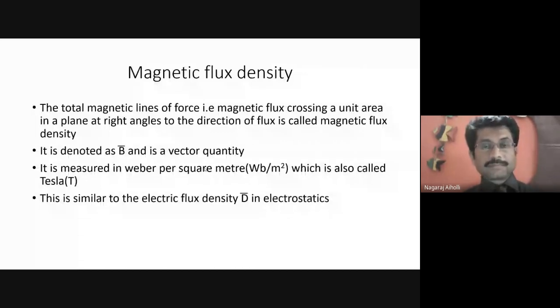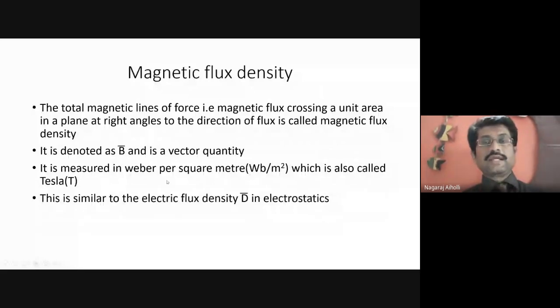It is measured in Webers per square meter. The magnetic flux density is measured in Weber per square meter, which is also called Tesla. This is similar to the electric flux density D bar in electrostatics. So, magnetic flux density in electromagnetics, electric flux density in electrostatics. The unit of magnetic flux density is Weber per square meter or Tesla.